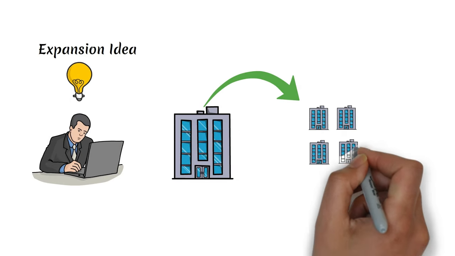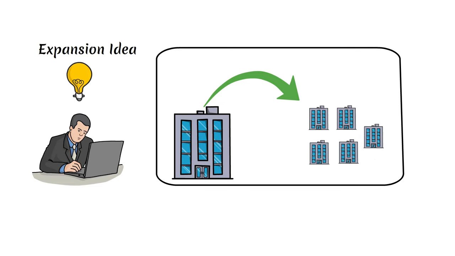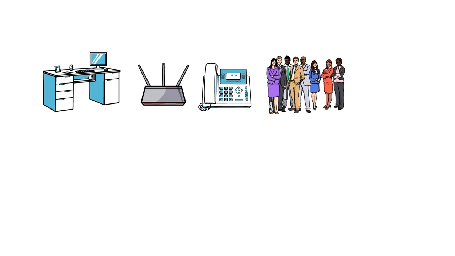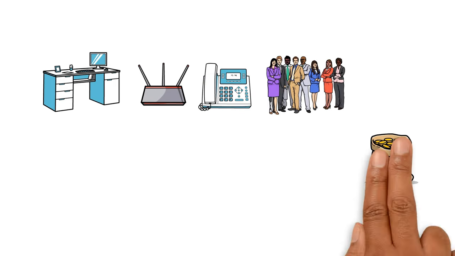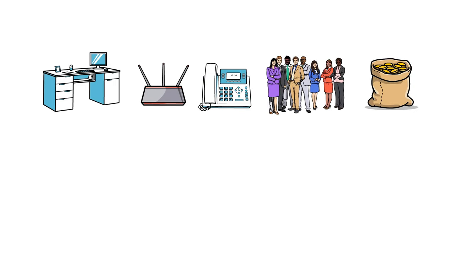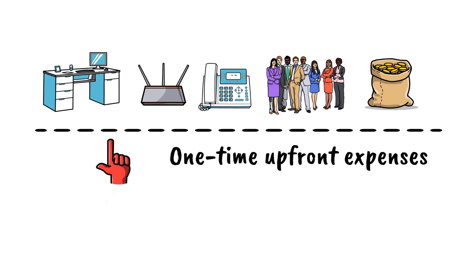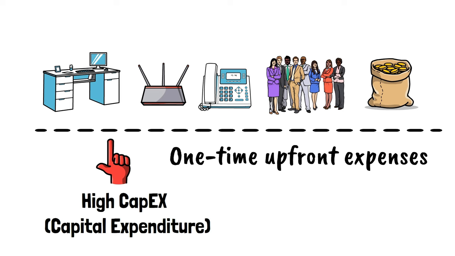However, you would need a large number of resources to make that expansion possible, such as office space, more hardware, more furniture, a lot of people to manage all these, and a lot of money for everything. These one-time upfront expenses are also known as CapEx or capital expenditures.